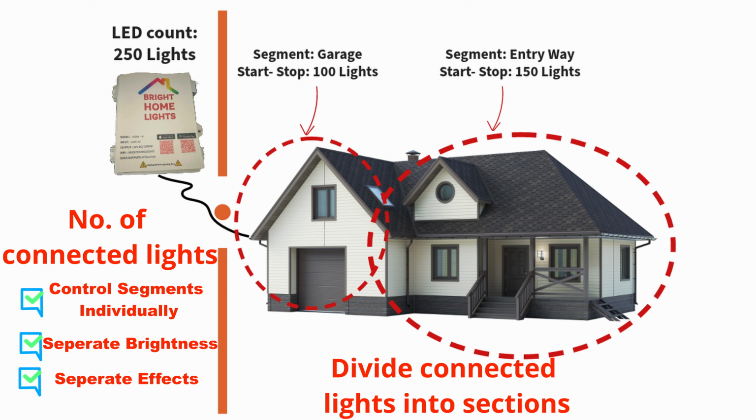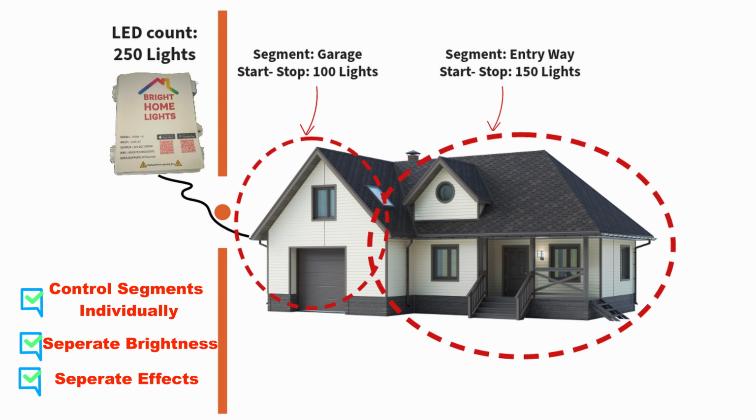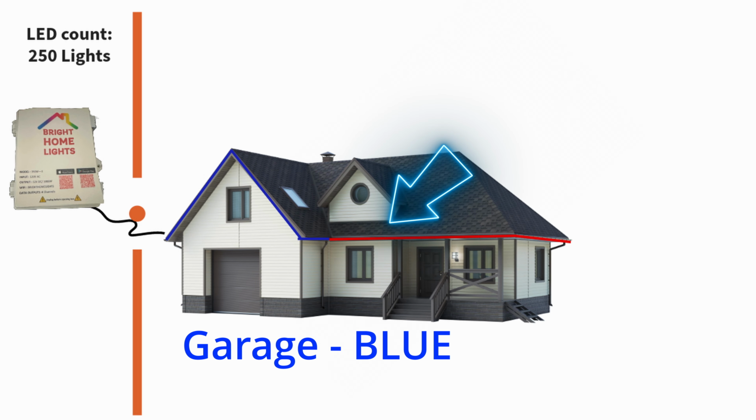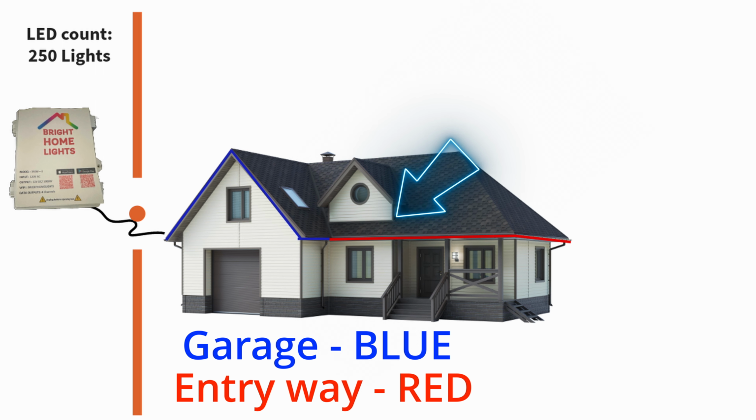Here are a couple examples. In this scenario, we connect a total of 250 lights to the controller. This constitutes the LED count. Then, we divide this LED count into segments. The first segment, named Garage, comprises 100 lights, while the second, named Entryway, includes the remaining 150 lights. Consequently, we can assign the color blue to the garage lights and red to the entryway lights.